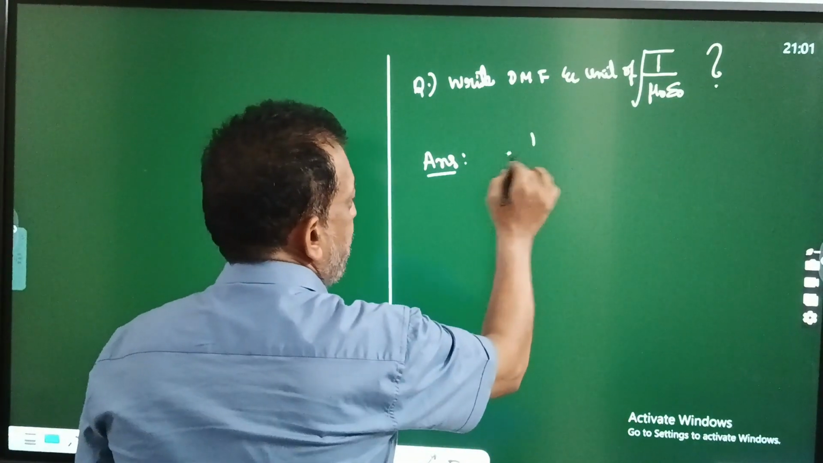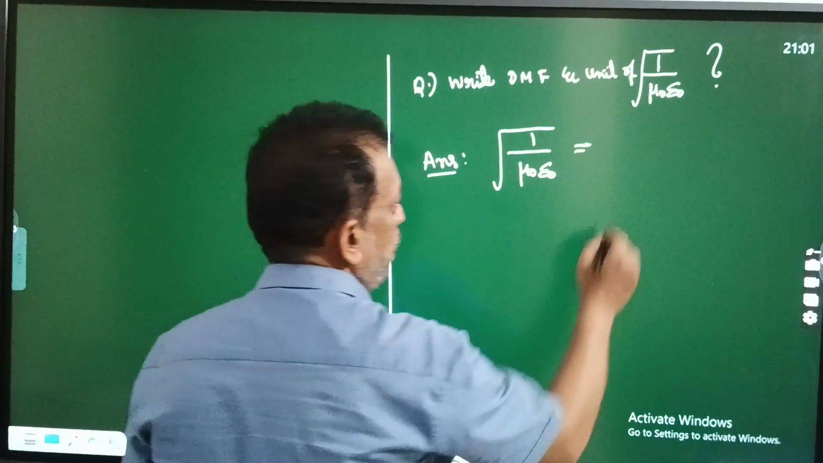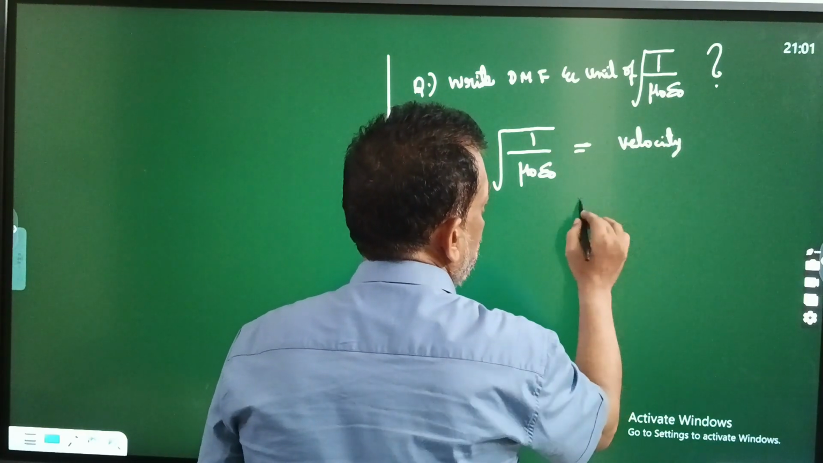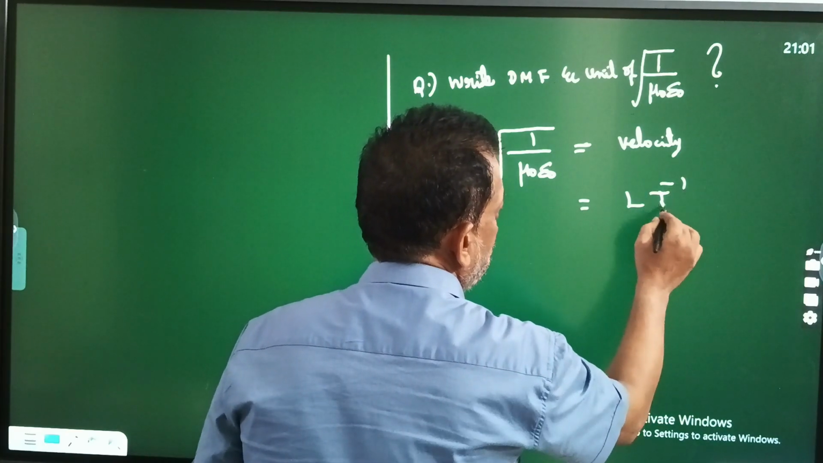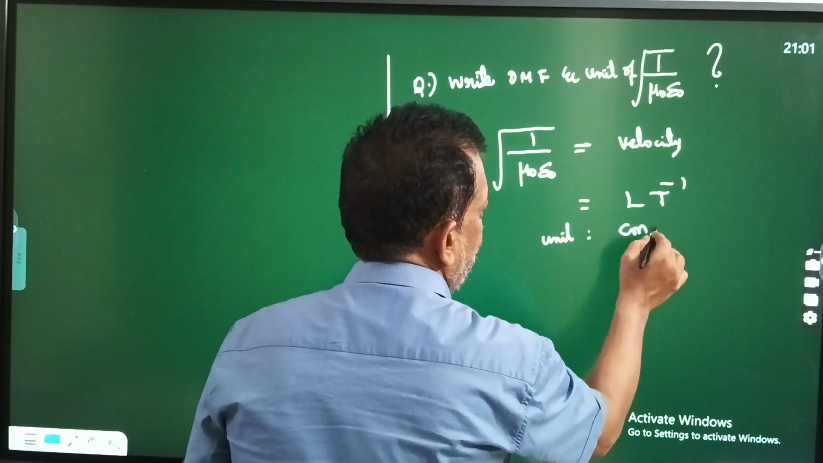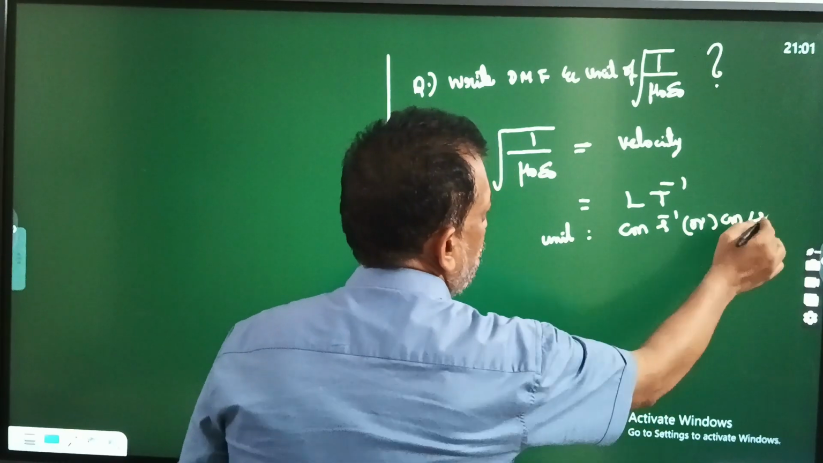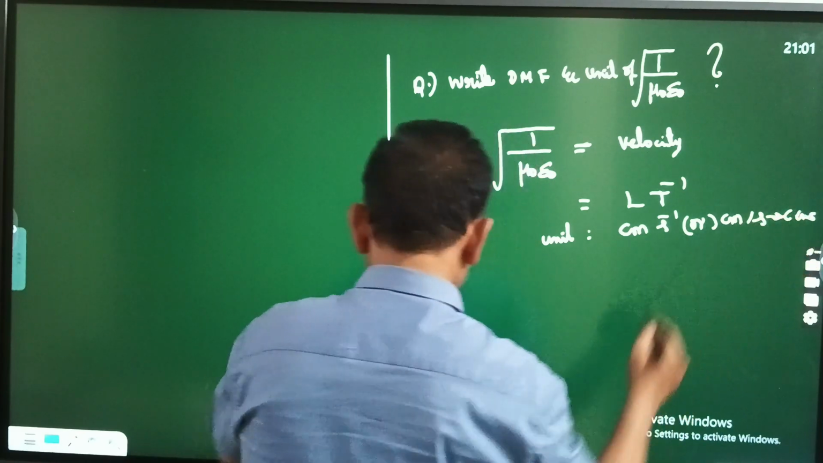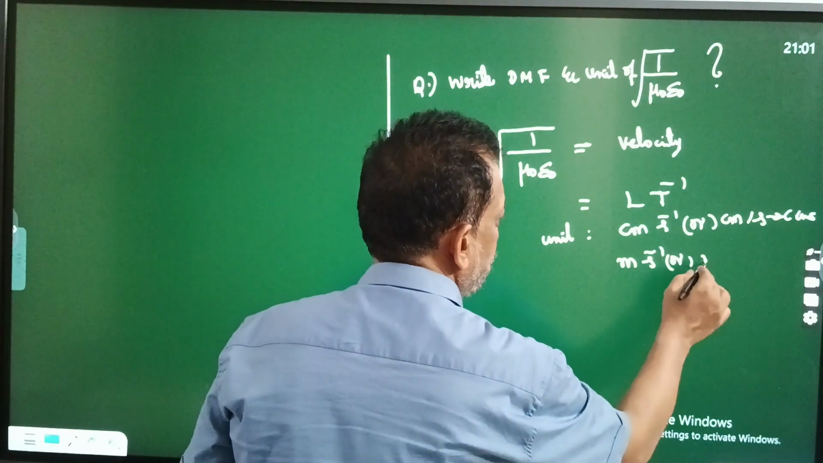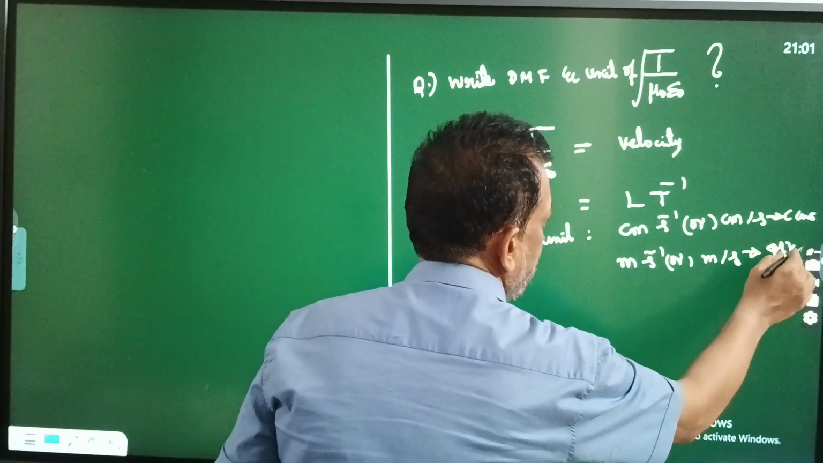So 1 by square root of mu naught epsilon naught, we call velocity of light. Velocity, you can say. So that is nothing but L T to the power of minus 1. The unit you already know: centimeter second inverse or centimeter per second. It's called the velocity of light in the CGS system. And in the MKS system, meter second inverse or meter per second. MKS and SI are both the same.